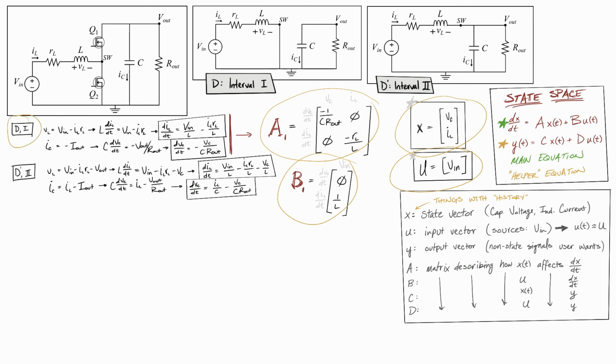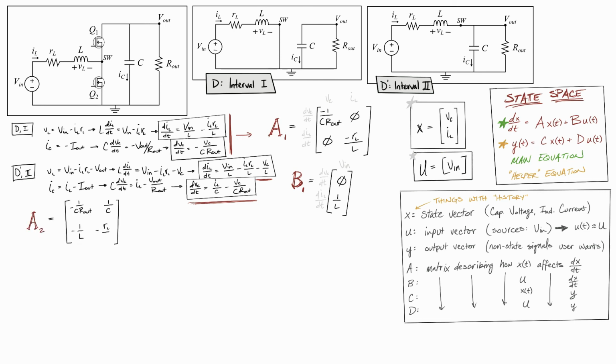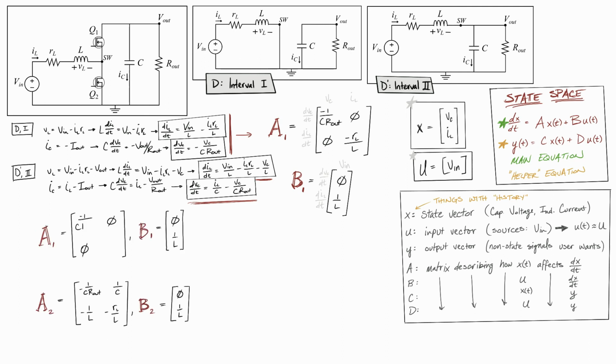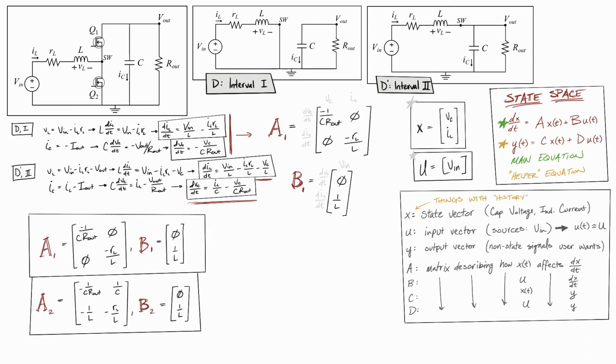Now basically all I'm going to do is move down to the other pair of differential equations I have for interval 2, and I'm going to repeat the process, and create A sub 2 and B sub 2, and that's the A and B matrices for interval 2. Now I've got A1, B1 and A2, B2, and then I've defined x and u over here.